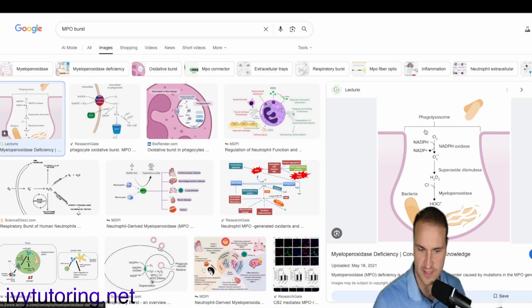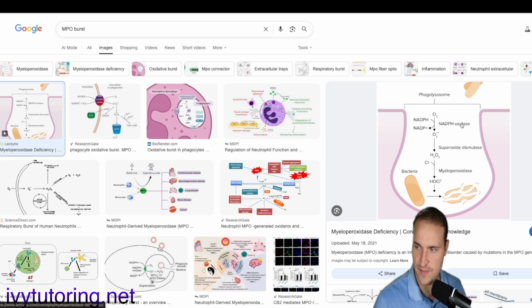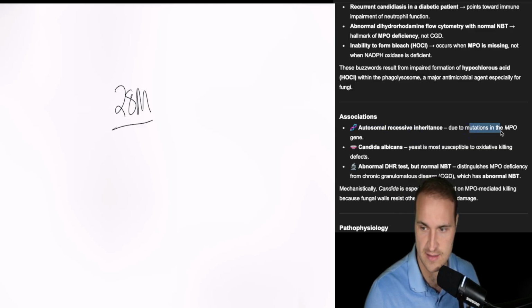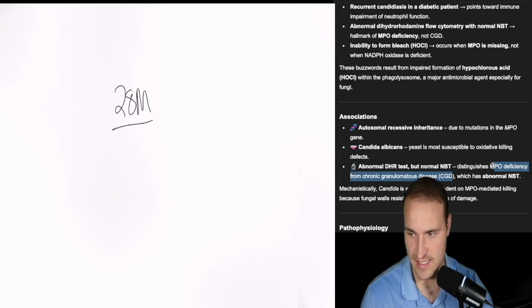I think it'd be good to visualize this. Here's our phagolysosome, NADPH oxidase, superoxide dismutase, myeloperoxidase, HOCl. MPO deficiency would cause no HOCl, so you have recurrent infections because you can't destroy the organisms. That's why we had candida. It's autosomal recessive inheritance, and you have an abnormal DHR test. And that's how you tell the difference between CGD and MPO deficiency.